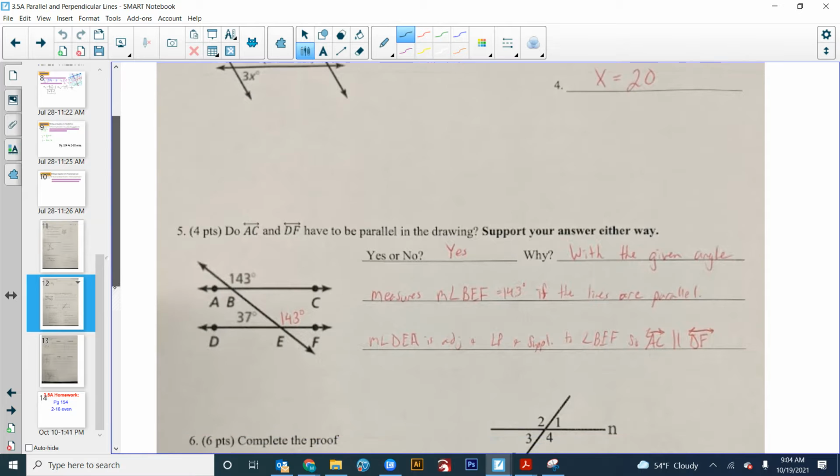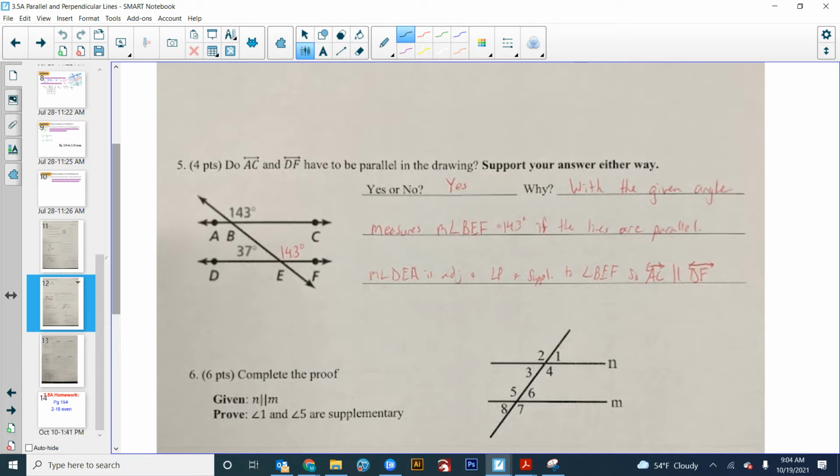All right, now here, number 5, a lot of you stopped or something, but you didn't fully consider the picture. Do AC and DF have to be parallel? Well, I gave you this angle is 143. Here is a huge flaw in reasoning that you need to be careful of. Tell me what's wrong with this statement: if this angle is 143 degrees, then this angle is 143 degrees because of corresponding angles. What's the flaw in that statement?